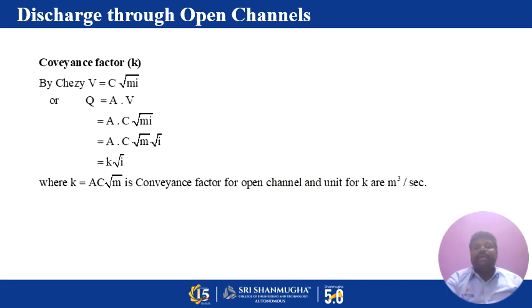Next is the conveyance factor, where V is equal to C into square root of m i. Q is equal to area into velocity, so substituting the value of V, Q is equal to A C into square root of m i.